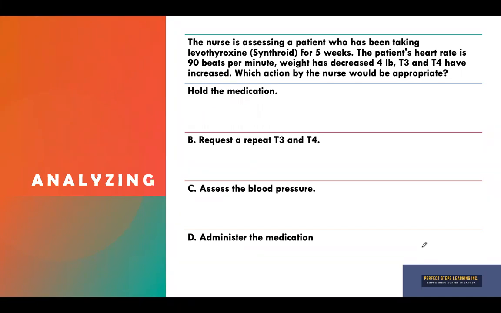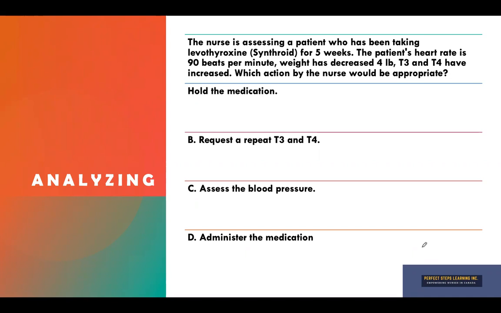So the first thing you need to understand is, are these assessment findings normal or abnormal? So just answer this question inside your brain, and then you have your answer already. Number 1, are you going to hold the medication? So now you have to know what are the reasons when I would be holding the medications. Is the heart rate too much? Is this weight loss too abrupt? Are the T3, T4 not expected to rise? If yes, then I would withhold the medication. Then request to repeat T3 and T4.